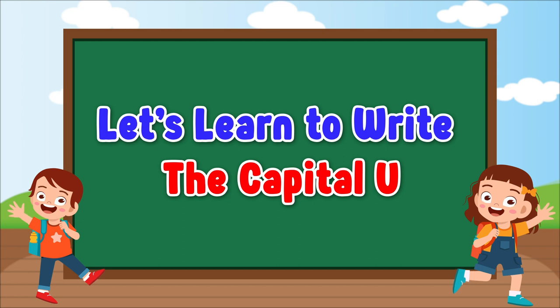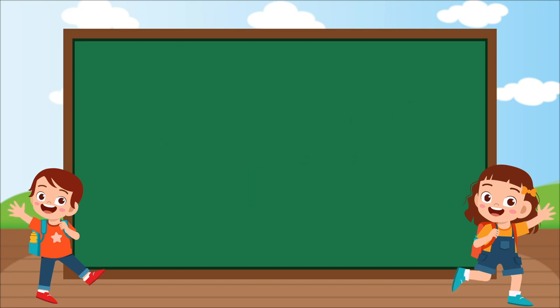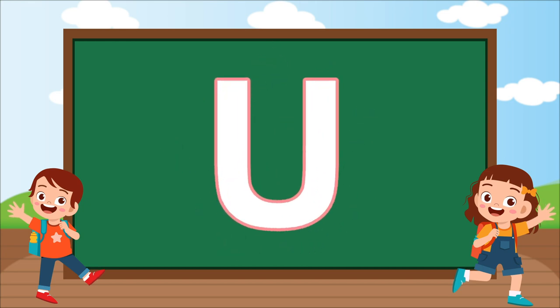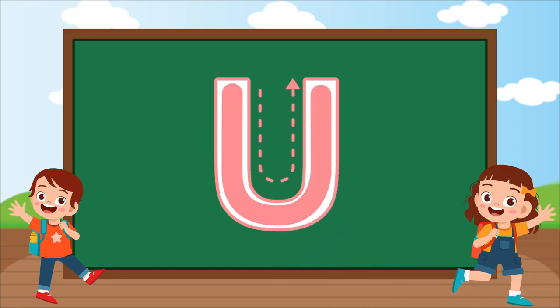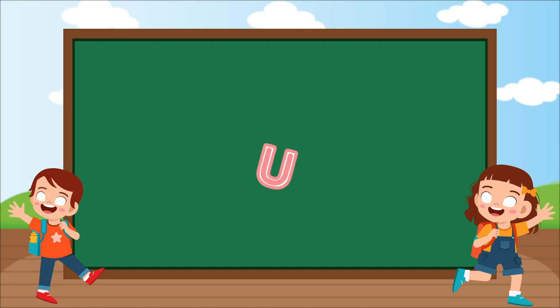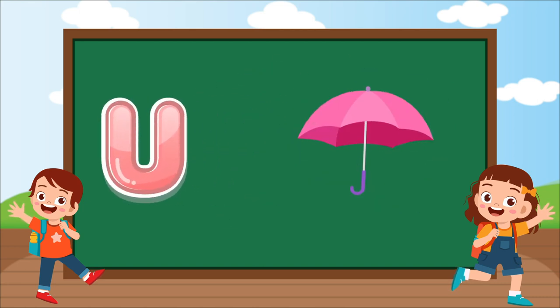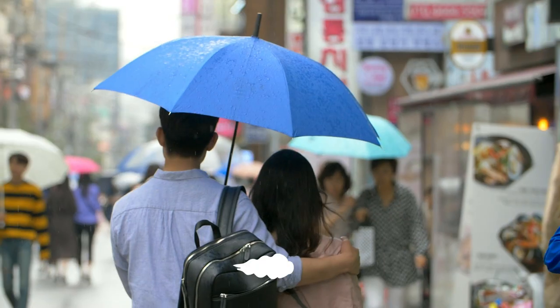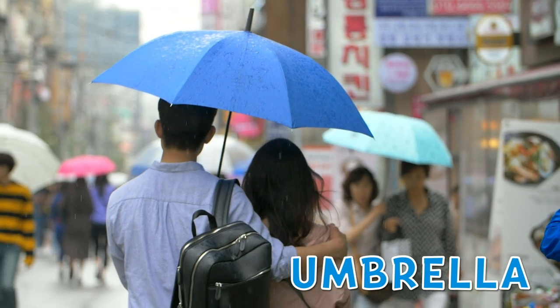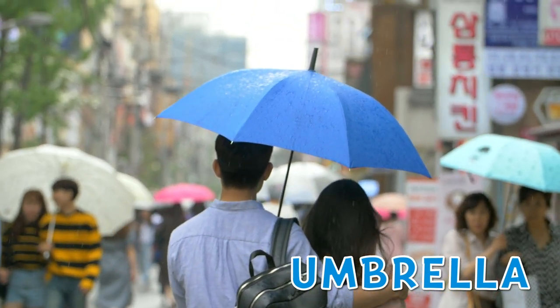Learn to write the capital U. First, go down, then turn around, and let's go up again. U is for umbrella. Umbrella.